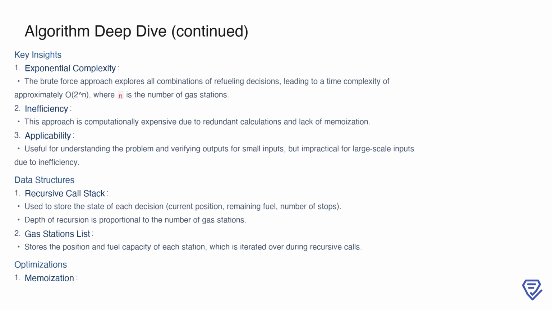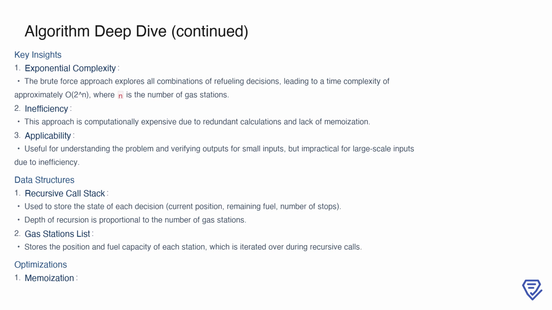Analyzing this brute force approach reveals some key insights. First, the time complexity is exponential, approximately 2 to the power of n, where n is the number of gas stations. This is because the algorithm explores every combination of refueling decisions. As a result, the approach is computationally expensive and inefficient for large inputs, primarily due to redundant calculations. Despite this inefficiency, the brute force method is useful for understanding the problem and verifying results for small-scale inputs.